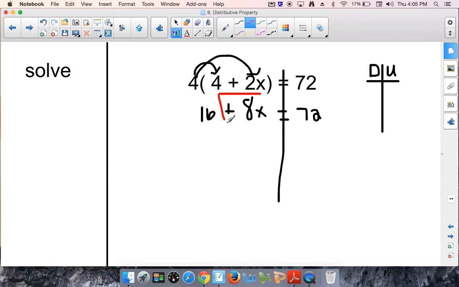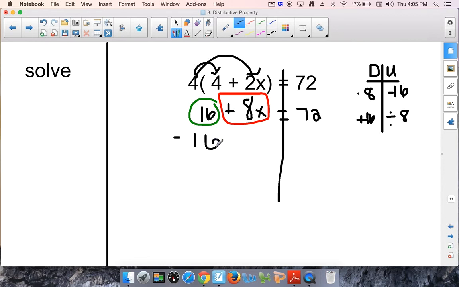This is my plus 8x that I'm timesing, and then I have that positive or plus 16. So I am timesing by 8, and then I'm adding 16. So to undo it, I have to undo it in reverse order. I would subtract 16, and then I would divide by 8. So we're going to subtract 16 from both sides.